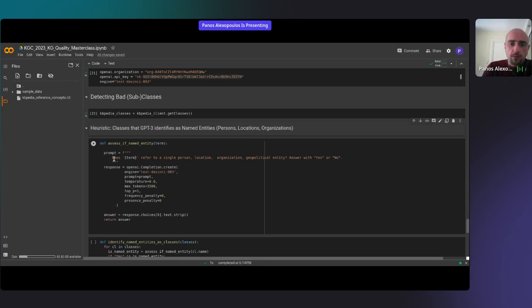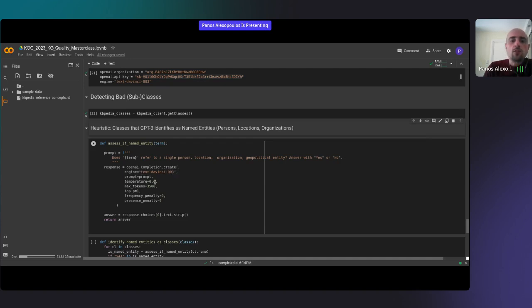We define the prompt. It's important. I'm not an expert in prompt engineering; you can find many interesting resources about this. But for now, what I said is: just tell me if this term refers to a single person, location, organization, or geopolitical entity, and please answer with just a yes or no. I'm using the GPT-3 engine, the most advanced one at least, which is DaVinci 003.